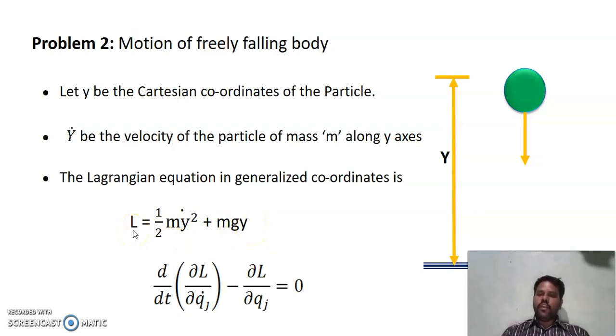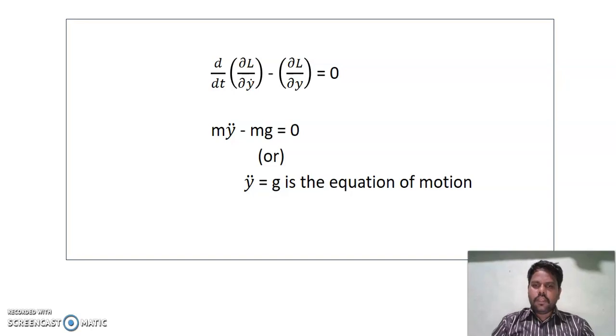Differentiating the Lagrangian with respect to ẏ, we get mẏ. Likewise, differentiating L with respect to y, it reduces to m into g. Substituting ∂L by ∂ẏ and differentiating further with respect to t reduces to mÿ, and ∂L by ∂y is mg, so the equation is given by ÿ is equal to g, which is the required equation of motion for a freely falling body under the action of gravitation.